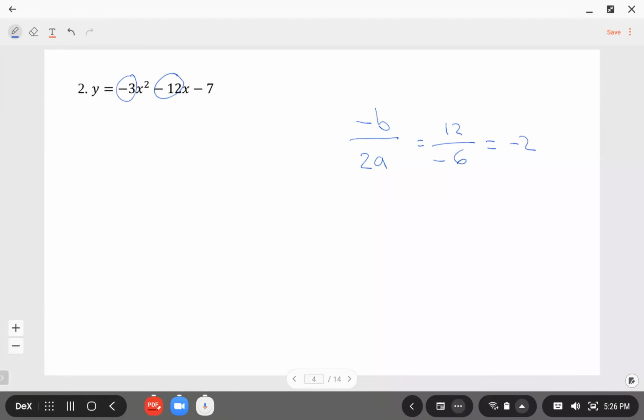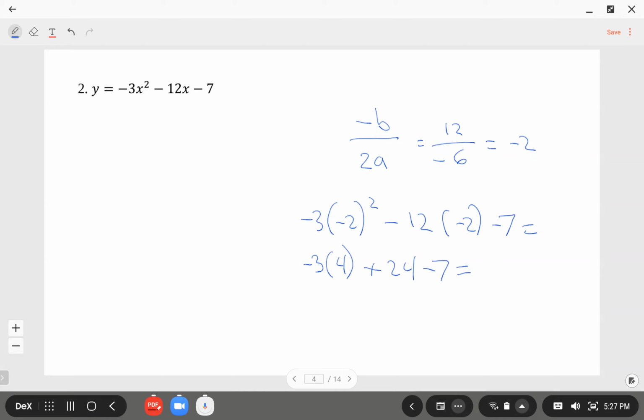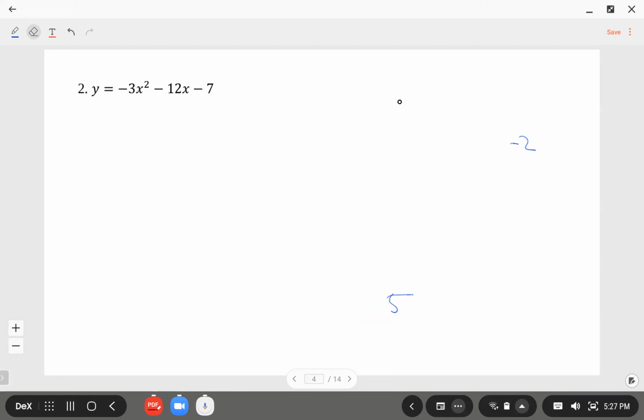Okay, so now let's look at our vertex. For the vertex, we're going to plug negative 2 into our formula. So let's just plug that in. That's going to be negative 3 times 4 minus, actually plus 24 minus 7 equals negative 12. Actually, that's going to be equal to 5. Yeah, it's 5. Negative 12 plus 24 equals 12 minus 7 equals 5. Okay, yeah. Very good. Now we have the AOS and our vertex, the y coordinate of our vertex.